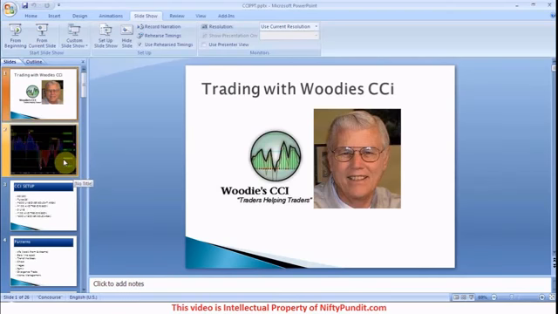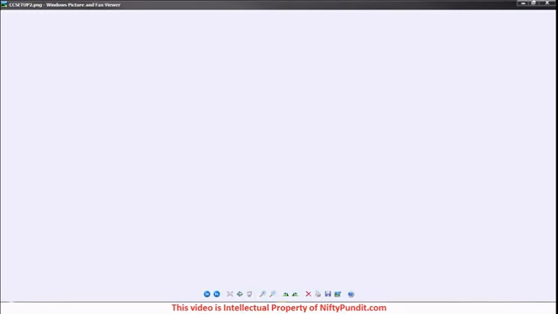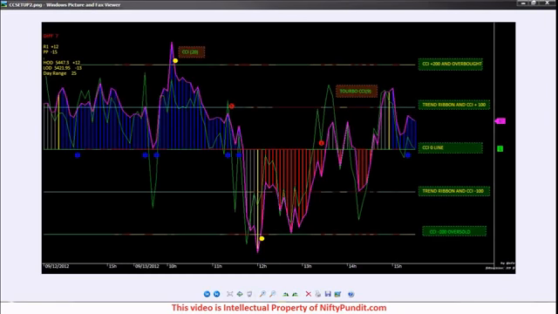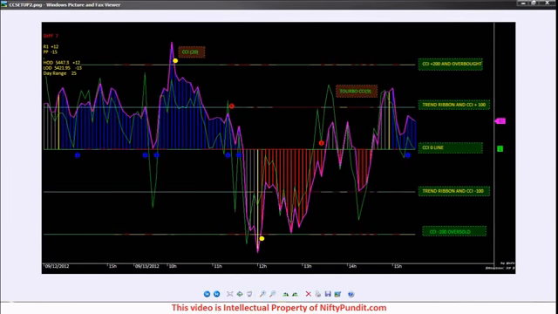Before the CCI setup, we should know what the panel is. This is the panel we are going to trade with Woodies. It contains CCI 20, which is pink in color, and this is turbo CCI, parameter 9, in lime color.